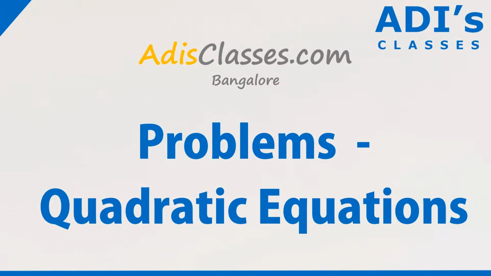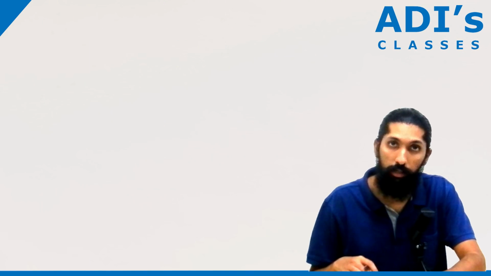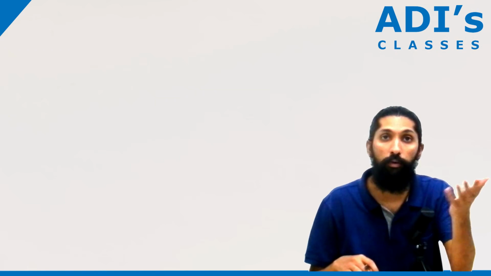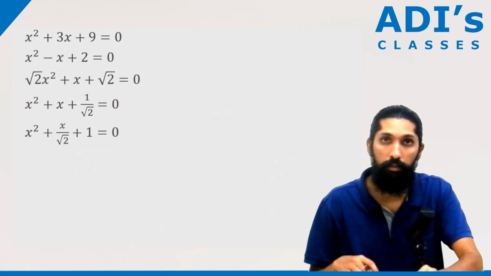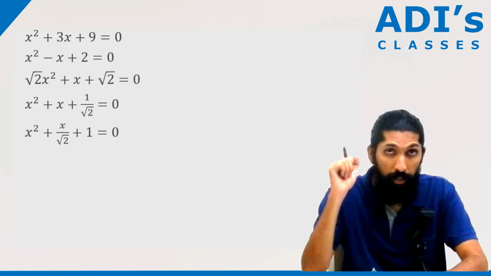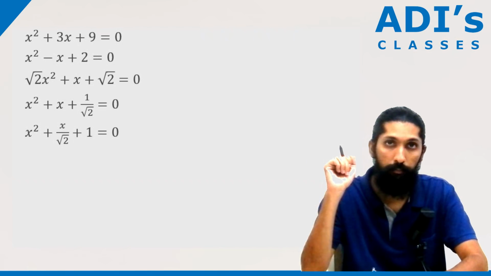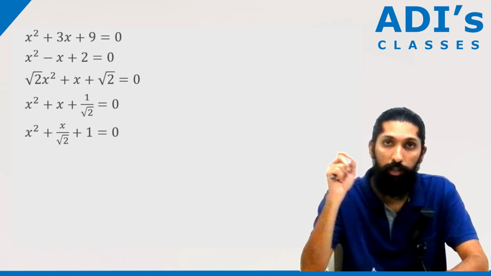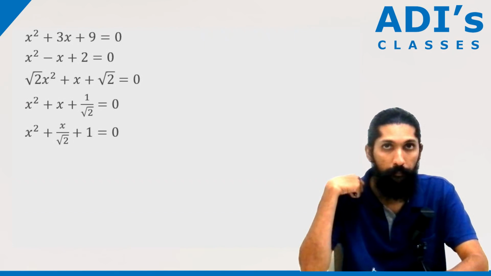Last year, you had a chapter called quadratic equations. You know that the general form is ax² + bx + c = 0. And I'm very sure that you also remember the formula: x = (-b ± √(b² - 4ac)) / 2a.